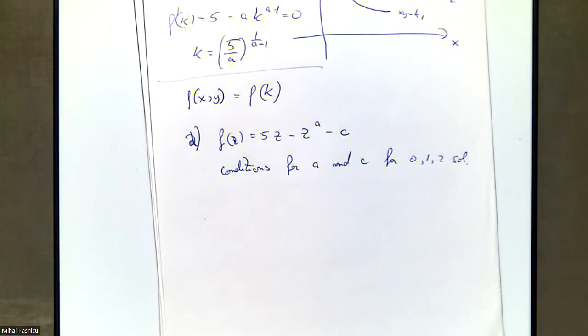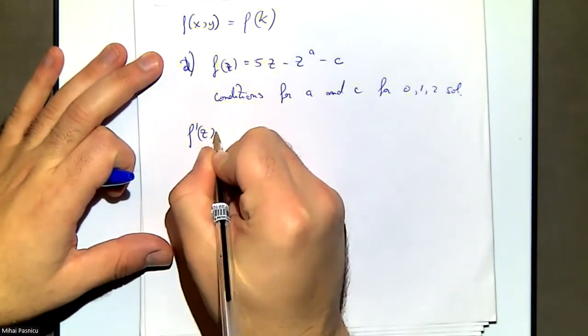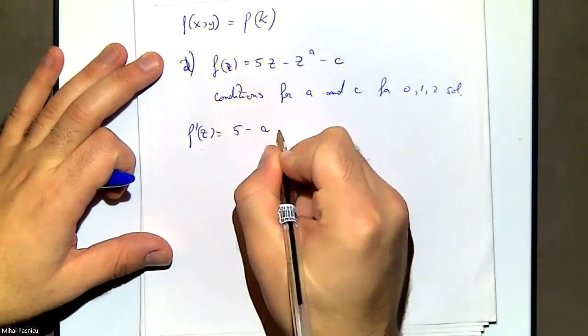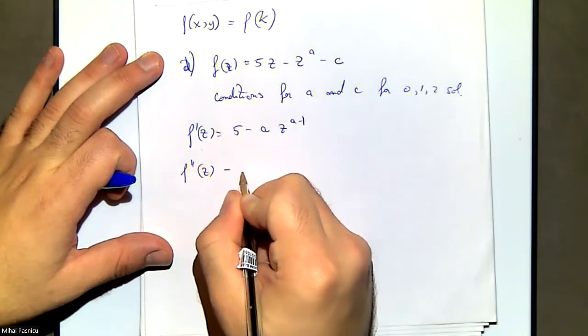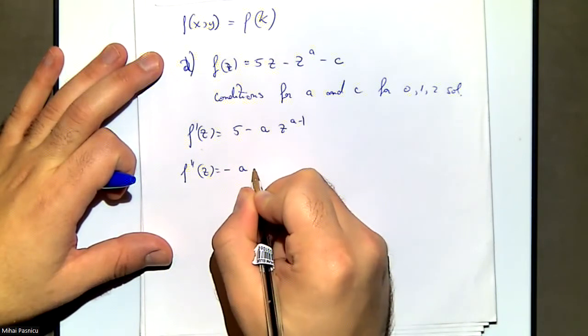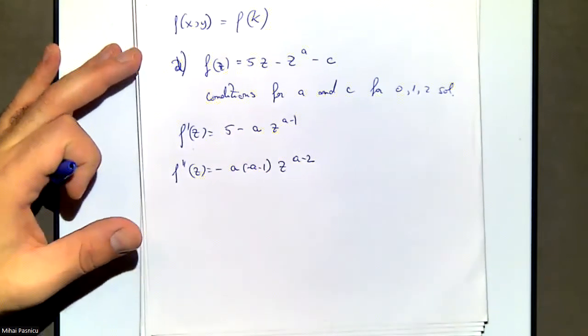It's hard. I think he gives you some sort of a direction by suggesting you look at the concave, convex thing. Okay, so let's see. Is this function concave? Is it convex? If I take the derivative, I just get 5 minus a z^(a-1). And if I take another derivative, I get minus a (a minus 1) z to the a minus 2.